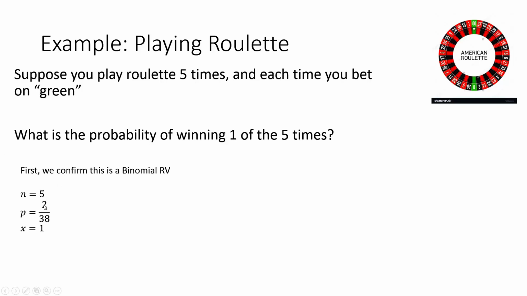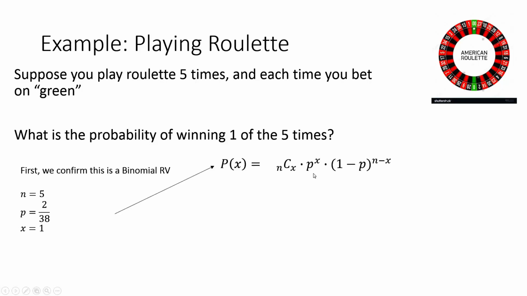And then trials are independent because each time you bet, it doesn't change the probability of winning. And each trial has 2 outcomes. You either win or you lose. So this is a binomial random variable where n is 5, p is 2 out of 38, and then in this case, x we're going to call 1 because we want to see 1 success out of the 5.